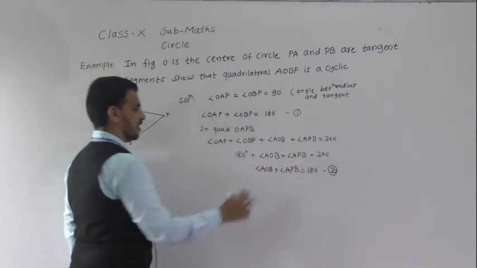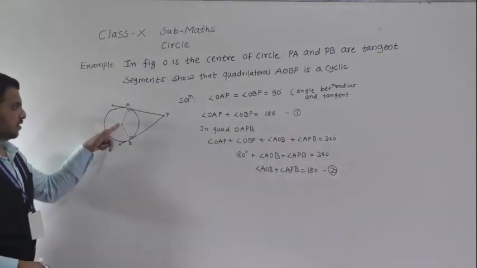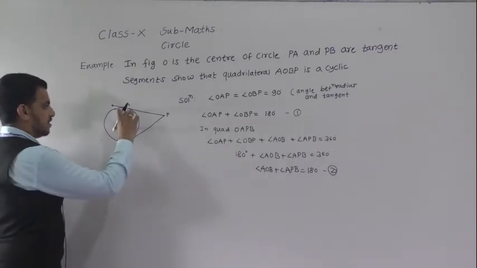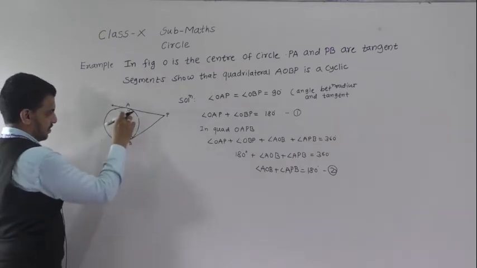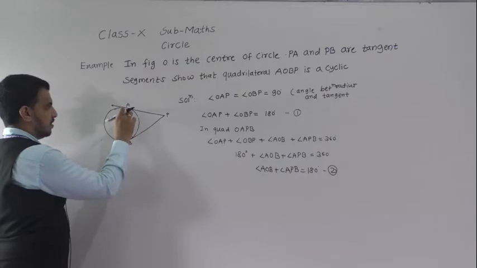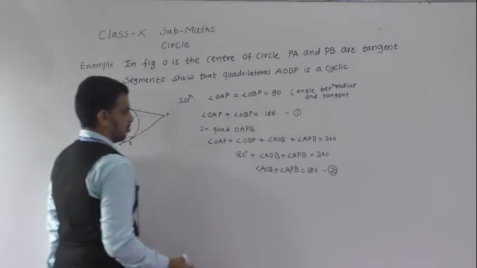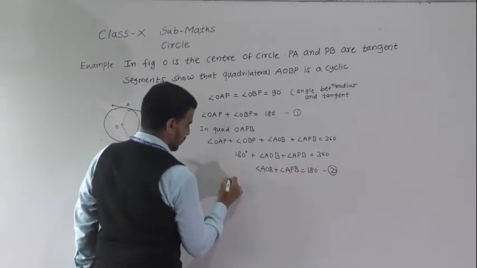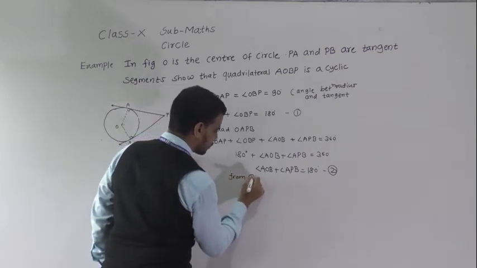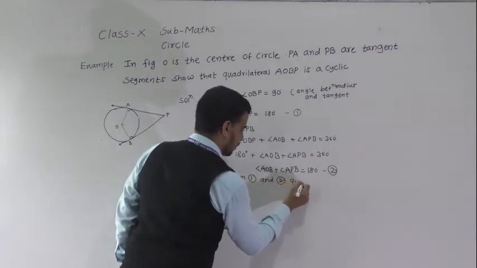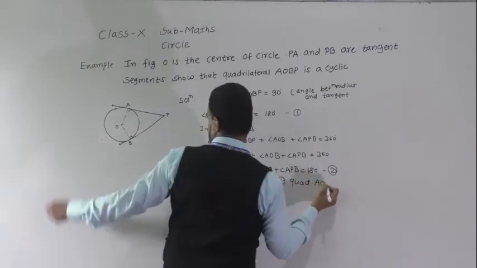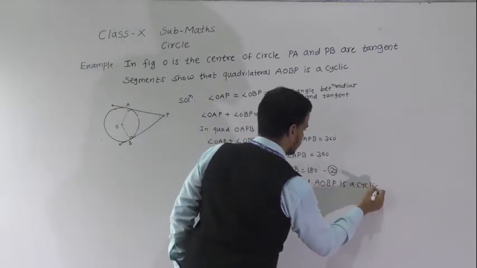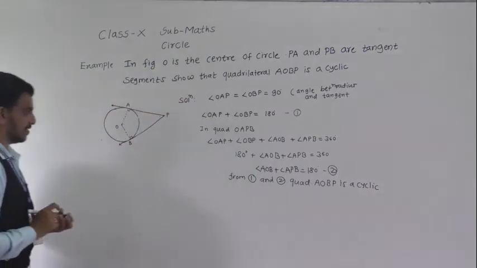Okay, so from 1 and 2 we can say that this quadrilateral OAPB is a cyclic quadrilateral, because here sum of opposite angle is a 180 degree. Okay, if we consider these two are opposite angles, and if we take sum of these two, that is a 180, and also here we proved that sum of these two angles is also 180 degree, okay? So we can write here from 1 and 2 quadrilateral AOBP is a cyclic, okay? Now we will take next example.